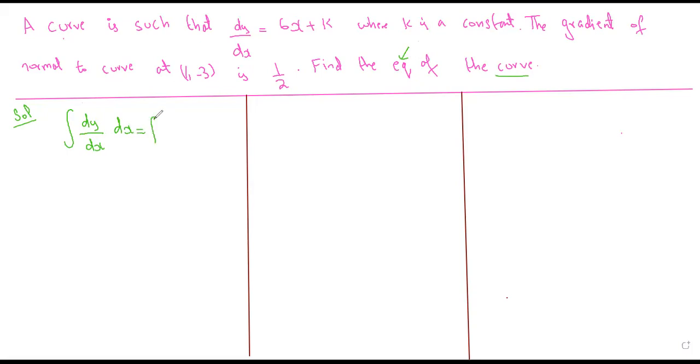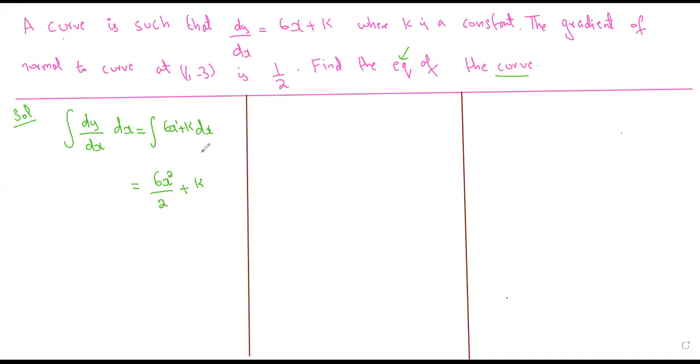And that would be integrating 6x plus k with respect to x. Okay. Now, how do we integrate such functions? That's very simple. It's x to the power 1. So it would become 6x squared over 2 plus k.